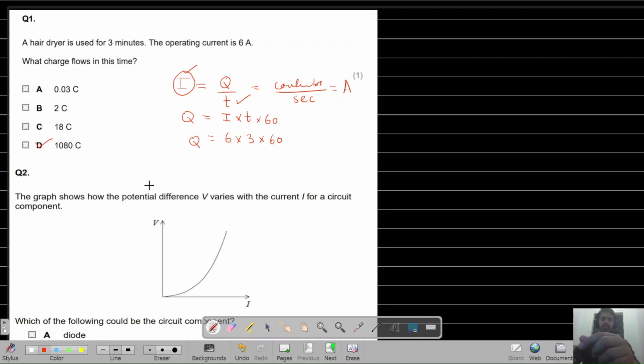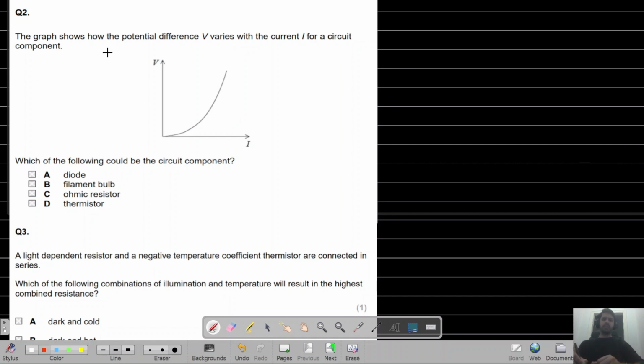That is option D. The second question is, the graph shows how the potential difference V varies with current I for a circuit component. Which of the following could be the circuit component? Now, I will not make another video for all of these individual components. So I'll try to explain the graph and functions of these components in this video. If you already know the function and graph for these components, you can just skip to the next question, that is question 3. Okay, we'll start with the first component, that is a diode.